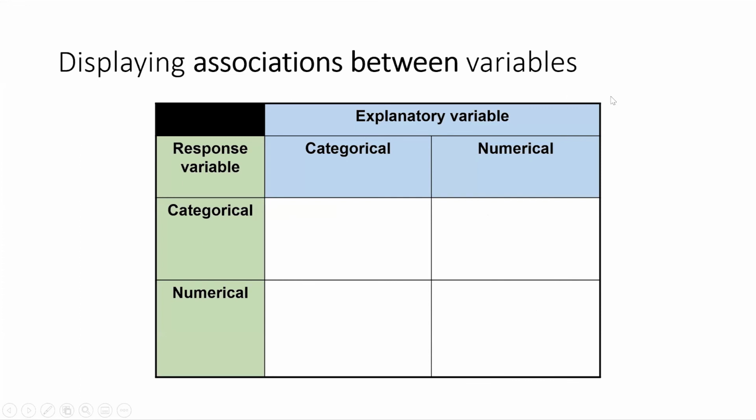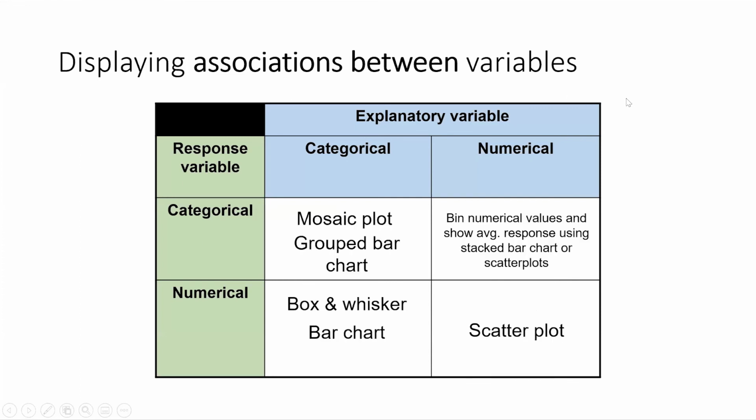When we're displaying the associations between variables, we've got a couple of different options, depending on whether the explanatory variable or the response variable is categorical or numerical. Explanatory variable is just another way of saying the independent variable or the x variable. And response variable is just another way of saying the dependent variable or the y variable. So if our explanatory variable is categorical and the response is categorical, we might make a grouped bar chart or a mosaic plot. And I have examples of this on the next slide.